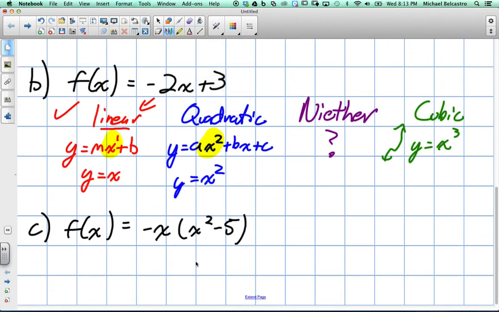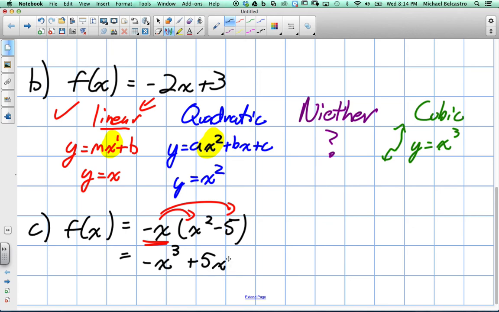Now this one, we need to be in an expanded form. So we actually have to expand everything. Have you done distributive property? Yeah. So we need to distribute this negative x times both of the numbers inside. So when we do that, negative x times x squared is actually going to give us negative x cubed, okay? And negative x times negative 5 will give us positive 5x. Well, what's the power of this one?